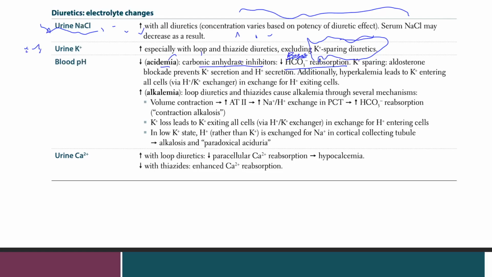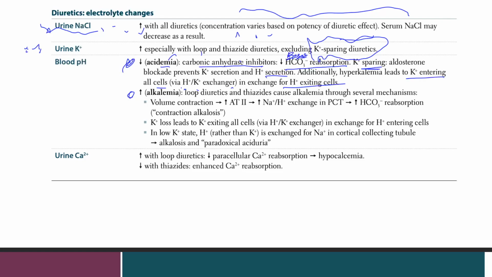leading to acidemia. And potassium sparing aldosterone blockade prevents the potassium secretion and hydrogen secretion. Additionally, hyperkalemia leads to potassium entering cells via the hydrogen potassium exchanger in exchange for hydrogen exiting cells. So that's all for the acidemia.